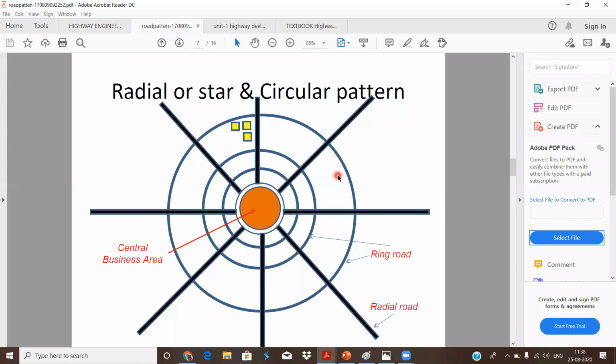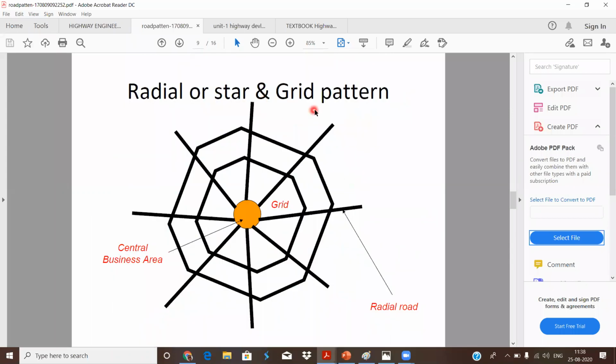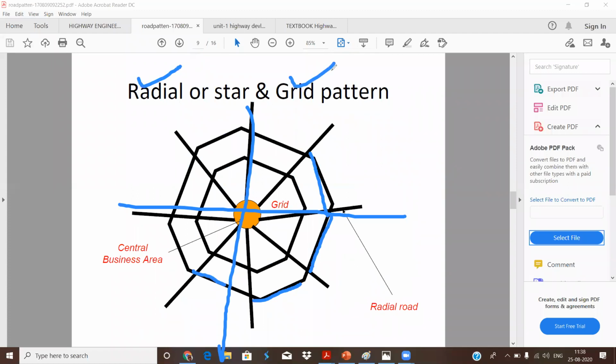Okay, so next one, radial and grid pattern. Here also the lines are radial type, but these are interconnected by straight roads. Okay, so you have to remember: it should be radial and it should be grid. Whenever we say grid, it should be straight only. Whenever it is radial and circular, the interconnecting roads should be circular in shape. Okay, remember that point.